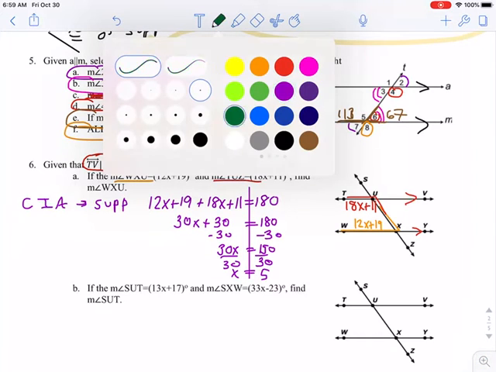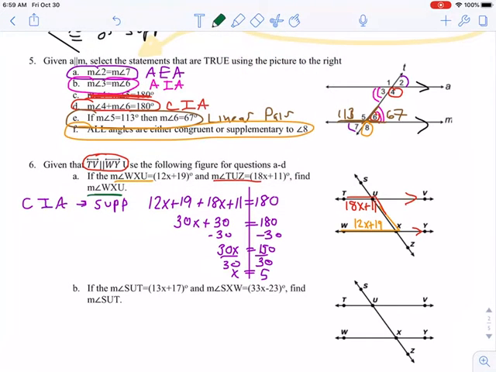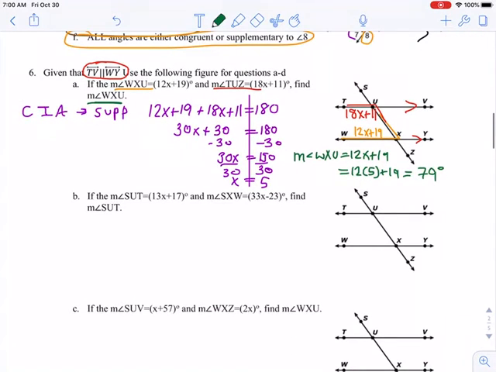So I found x, but I have not answered the question yet. It told me to find the measure of WXU. So the measure of WXU equals 12x plus 19. I'm going to substitute in 5 for x, and I believe that's going to be 79 degrees. Let me just double check my trusty calculator. And my calculator agrees with me. That's good. I'm glad.